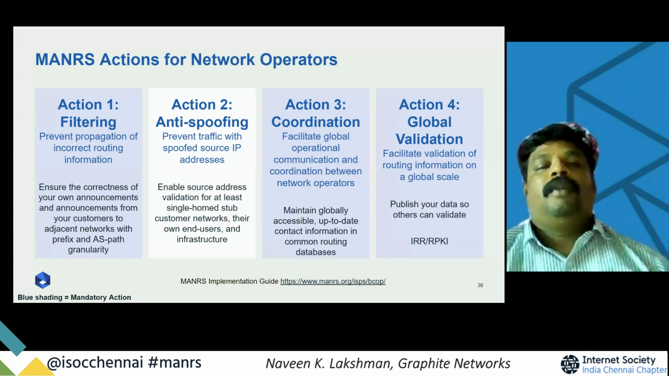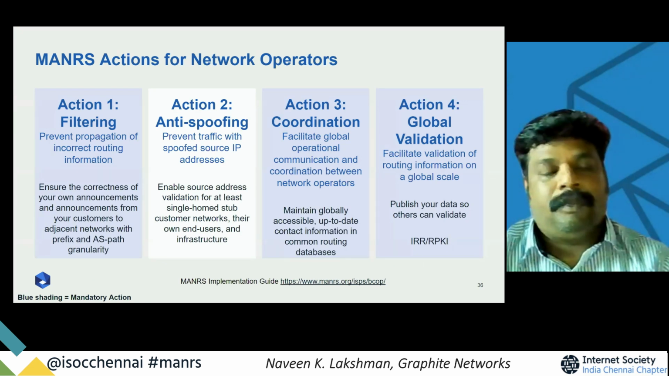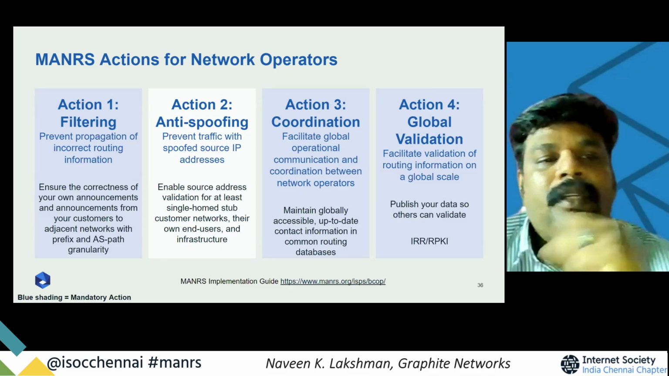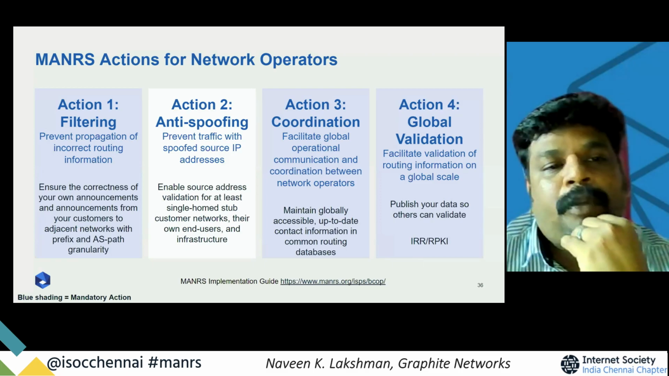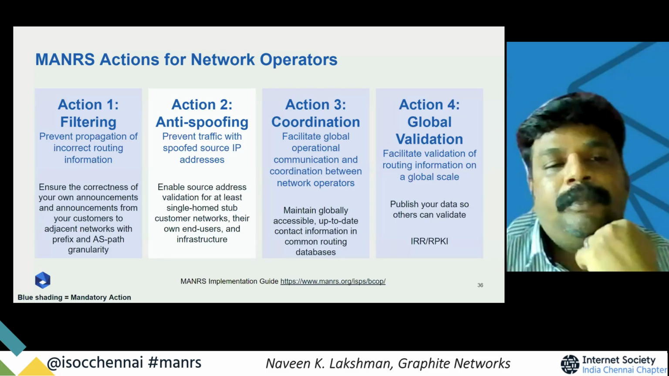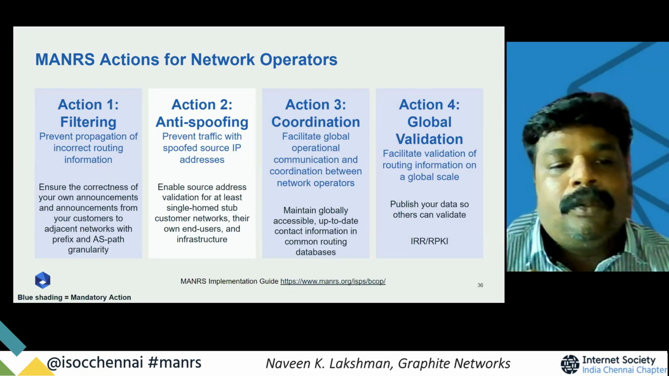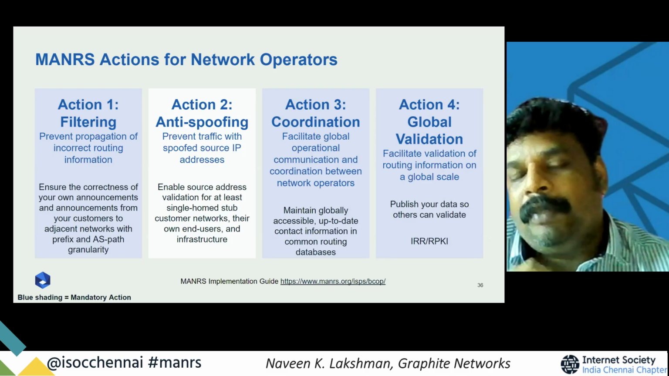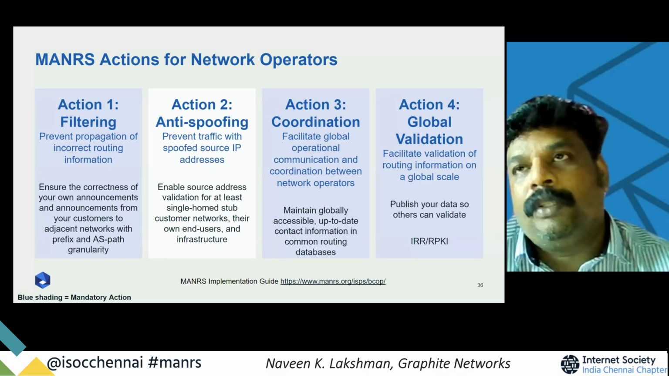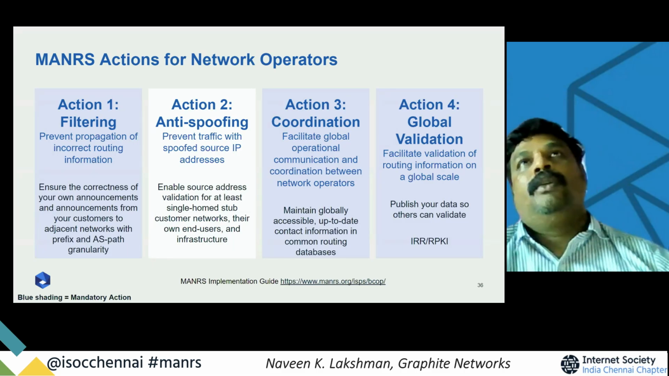That's where I belong. It was started in 2014, a long way back. And there are 4 actions which are defined and called the MANRS actions. Action 1 is filtering. Filtering is where you prevent propagation of incorrect routing information. We'll talk about it in depth. You have to ensure that you announce your correct IPv4 prefixes from your customers and your networks to the rest of the internet. And also you filter what your upstream sends to you.